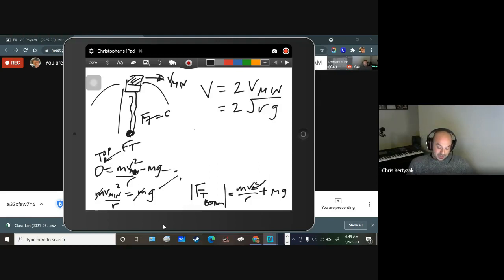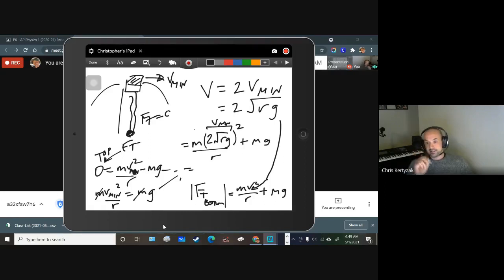And we could repeat that problem, and they could say, what's the tension at the bottom now? And just plug it in for V again. M, you just have to put 2 root RG in for V min over R plus mg. And notice that I'm forgetting that I have to square it. When I square it, you have to square everything that's inside there, the 2 and the root RG. So you'd end up with M times 4 RG over R plus mg. And your R's cancel. And now what are you left with? First term is 4 mg plus mg. That's a total of 5 mg, 5 times your weight, right?